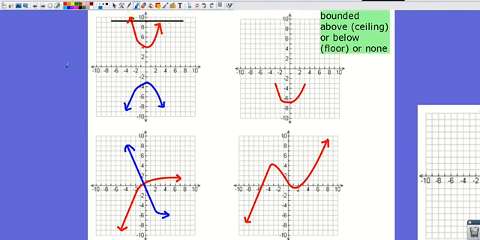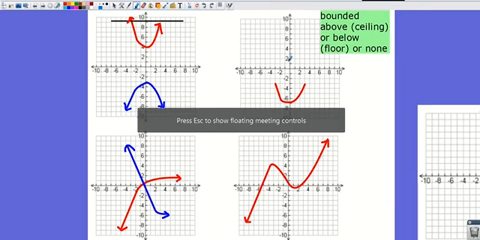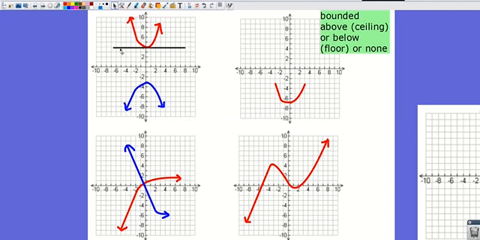However, we can also ask ourselves, is there a floor? Is there a floor in this problem? The answer is yes, there is a floor. The red never goes past the black. So because there's a floor, this is bounded. I'm gonna call this bounded. Bounded below, BB.